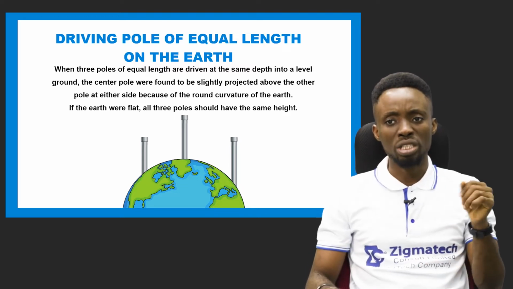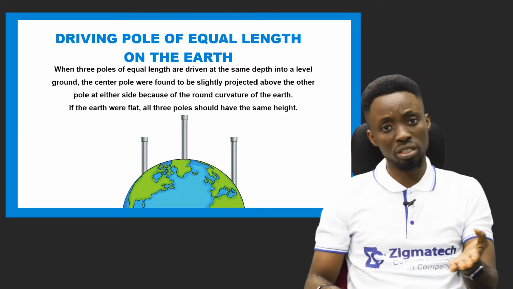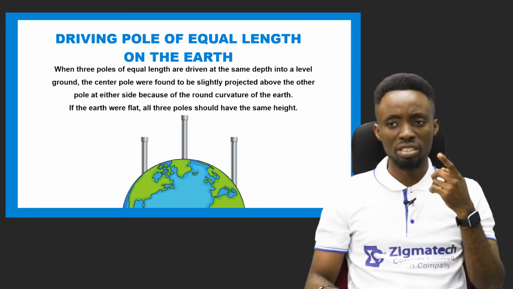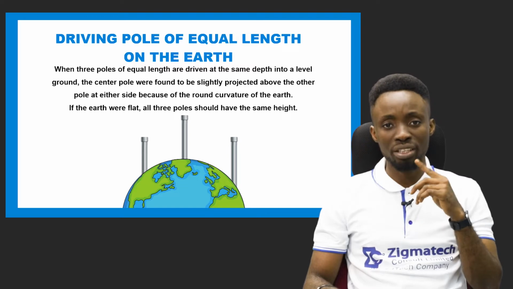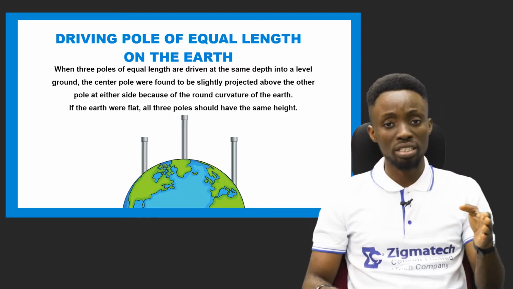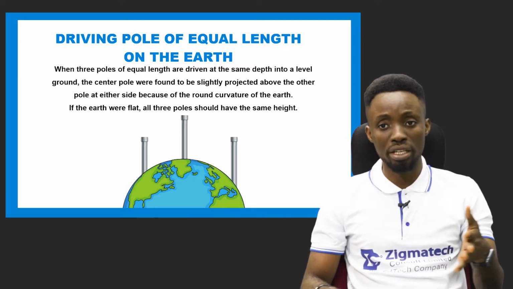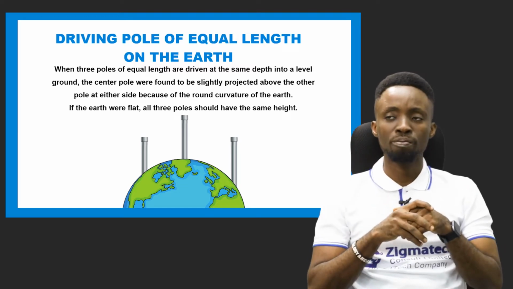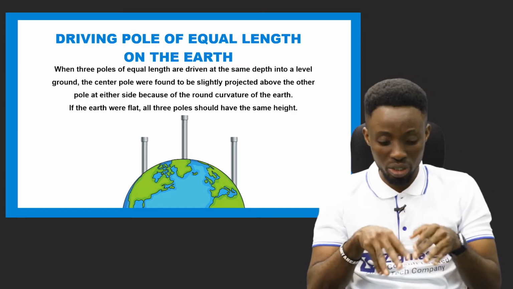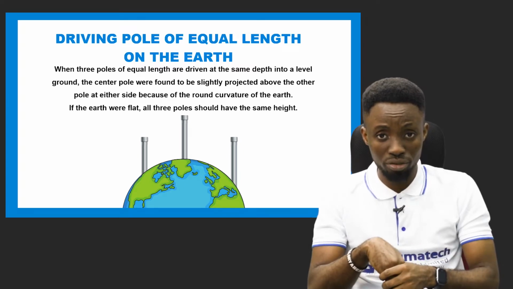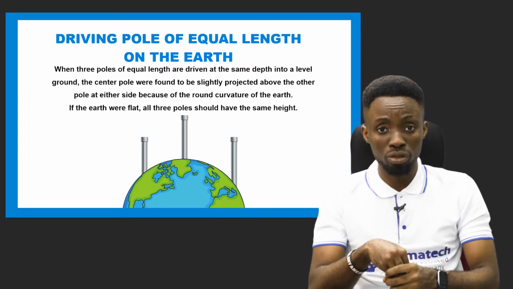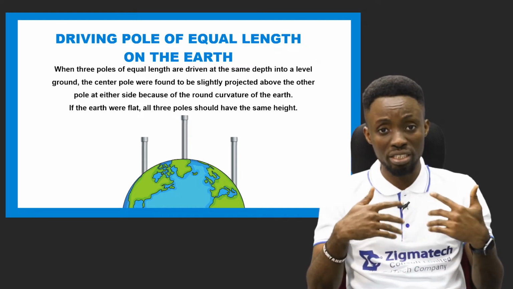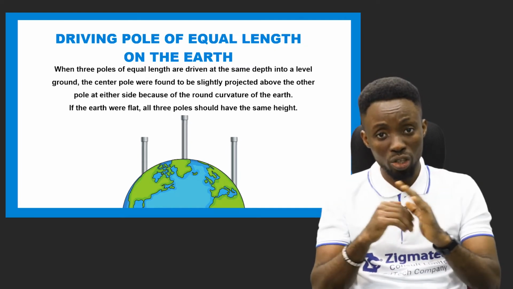Now, when an observer observes these 3 poles, you discover that the pole at the center will be slightly higher than what? Higher than the other poles at the other 2 ends. Now, the thing is this: if the Earth is flat and these 3 poles are actually kept on the same level, we dig the same depth of hole for them, and we place them on the same height. But while observing, the poles are unequal in height.